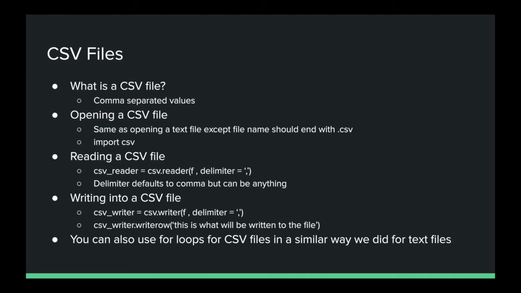For writing a CSV file, you use the csv.writer function. Again, you store it in any variable. You could call it anything, but I called it csv_writer just to keep it simple. Then in order to actually write a new line, you use the .writerow function, and whatever you put inside the parentheses is what will be written. It's a similar concept to the text files, but a little bit different in the actual functions you're using. Another similarity is that you can use for loops for CSV files in a similar way I just showed you for the text files, where you're going through line by line.